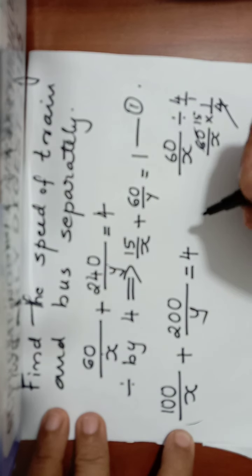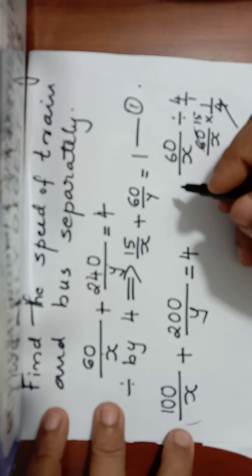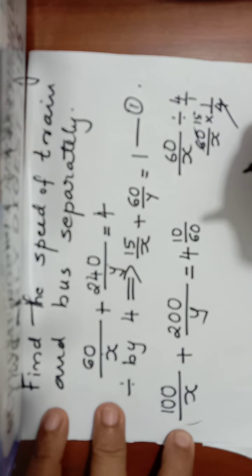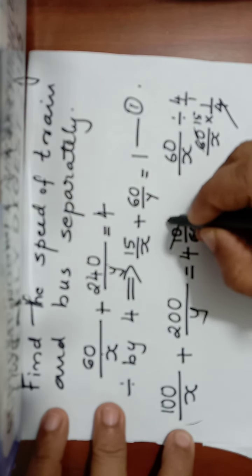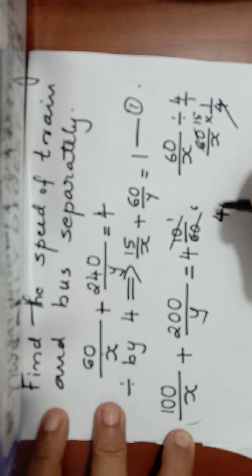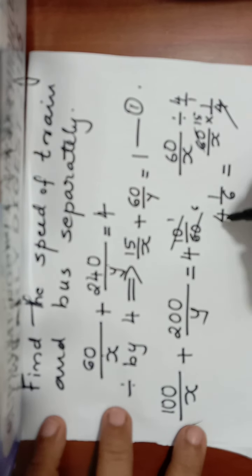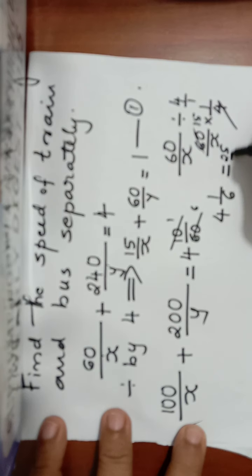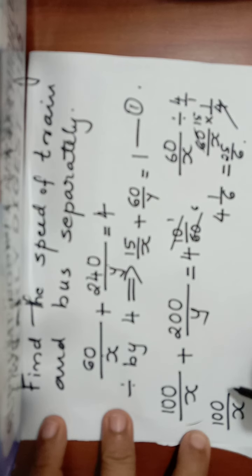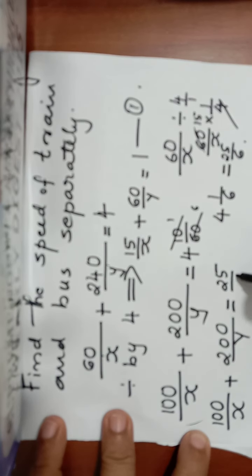That means already 4 hours she has taken, now 4 hours 10 minutes. Out of 60 minutes, you have to be careful. Isn't it 1 by 6 now? 4 and 1 by 6. What is 4 1 by 6 equal to? 4 sixes are 24 plus 1, 25 by 6. So our equation is 100 by x plus 200 by y is equal to 25 by 6.